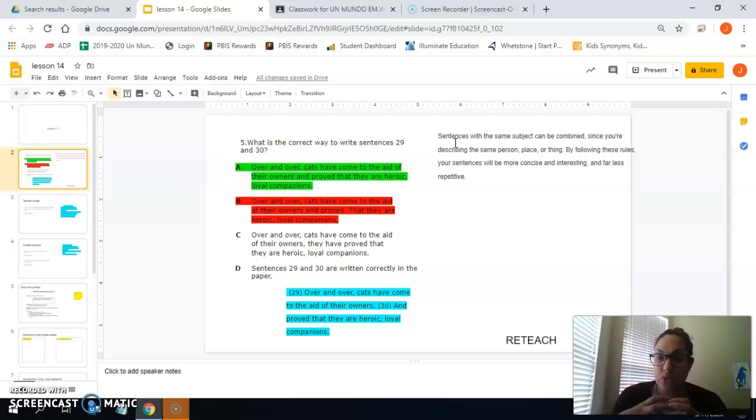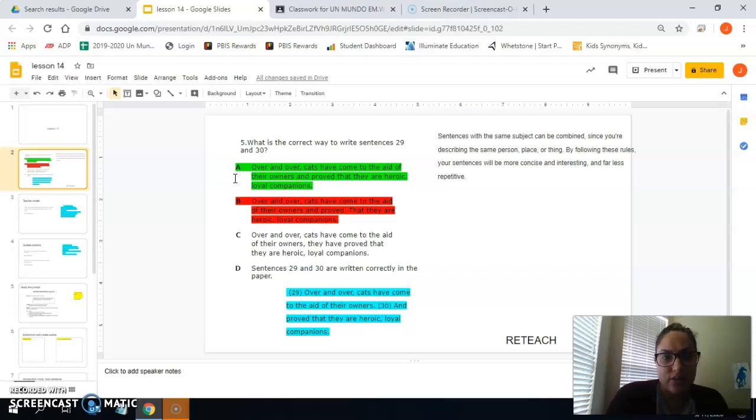So when you have two different sentences, you can see that this right here, 30, is not a complete sentence because it starts with and, but it's talking about the same subject, which is the cats. A lot of us were picking B, but the answer was A, because B, they are heroic, loyal companions, is not a complete sentence. It's a dependent clause, which goes with the 29 sentence: over and over, cats have come to the aid of their owners.